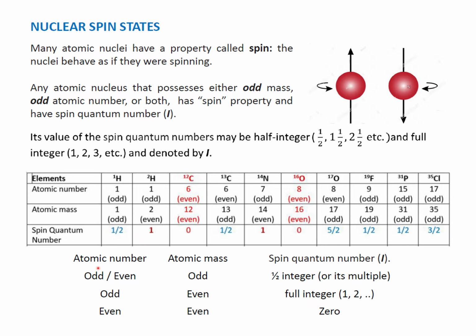Actually, if our atomic number and atomic mass are odd, then we can have a half integer, and if only one of them is odd, then we have a full integer, 1 to 3. Like proton or nitrogen, both of them are full integer. However, if our atomic number and atomic mass are both even, for example for oxygen, both are even, for carbon 12 and 6 are even, so in this case they will have 0.